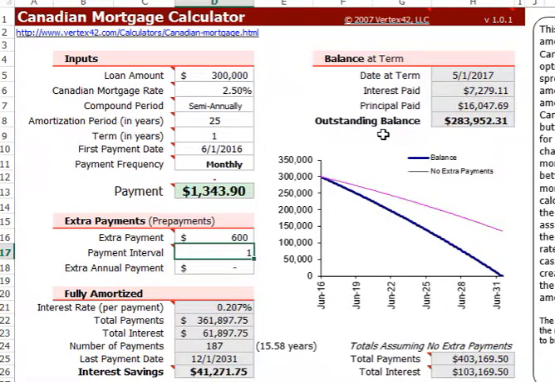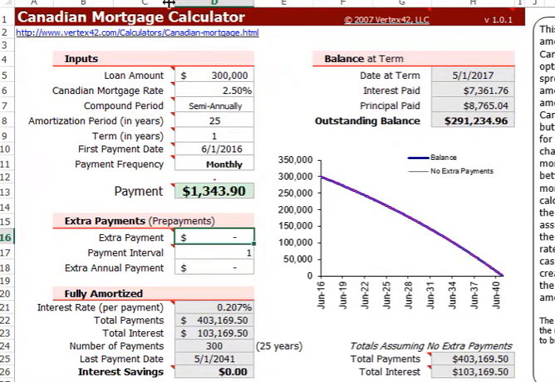So now you see that our principal paid has gone up to $16,047.69, and our balance now is $283,952.31. All right, so let's go back to what we were before. Take that out of there. So we're back to what it was originally.